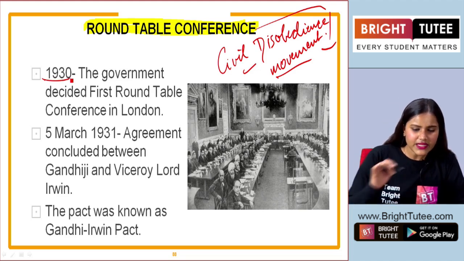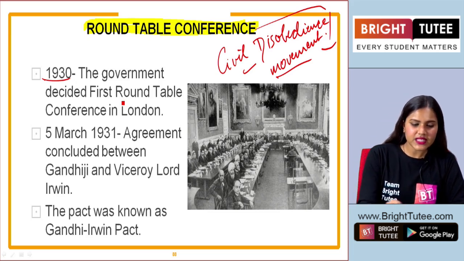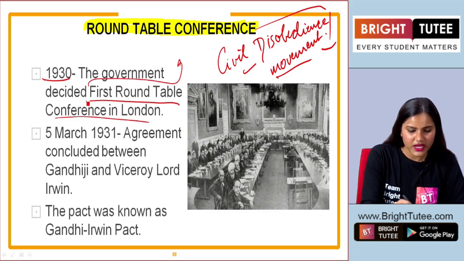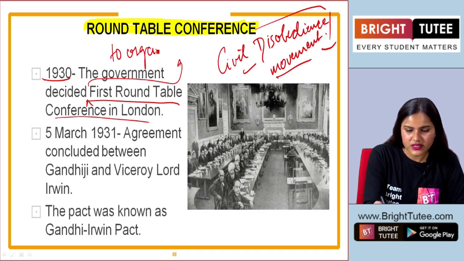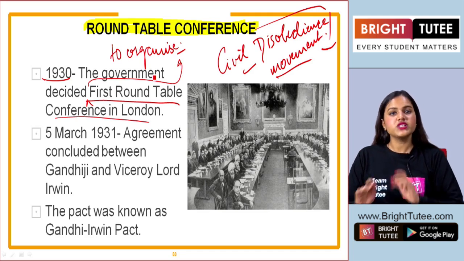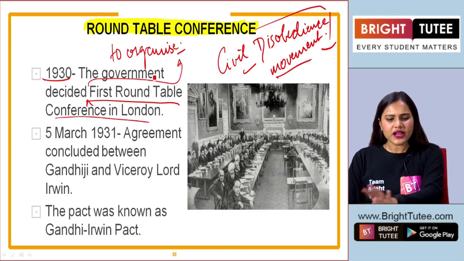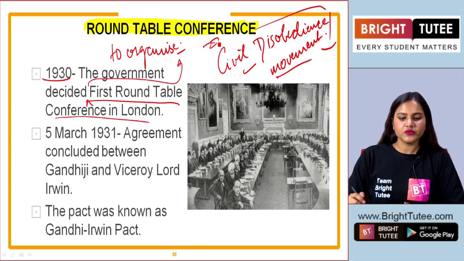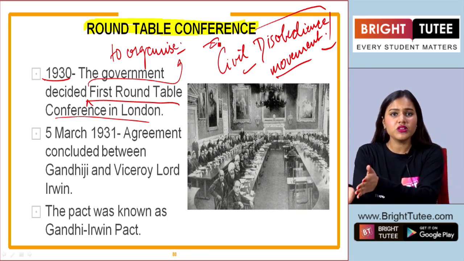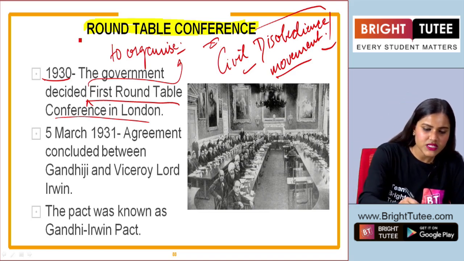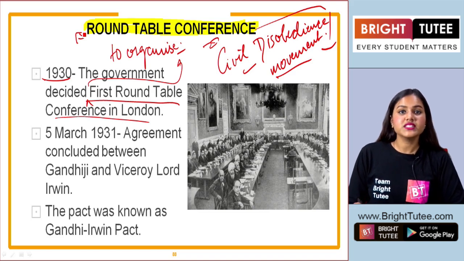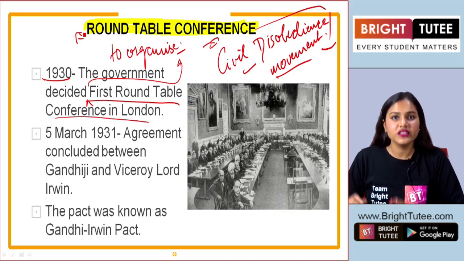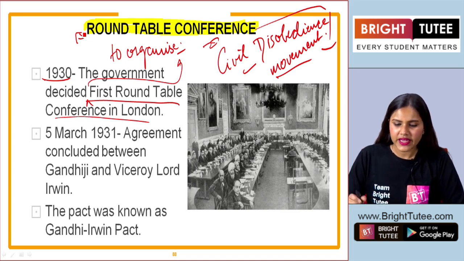So it was in the year 1933 that the government decided to organize the first round table conference in London. Now firstly, before understanding the whole round table conference, what it was all about, let us first understand the meaning here. Why is this round table conference significant? The round table conference means a series of conferences that took place between the British government and the Indian political leaders over the constitutional reforms in India.